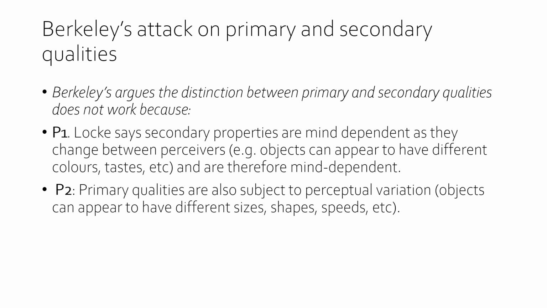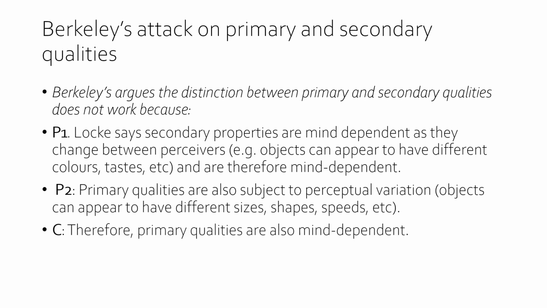Objects can appear to have different sizes, shapes, speeds, and so on. He says that something that might be incredibly large to a flea might be very small to an elephant. So size changes between perceivers. So for Berkeley, primary qualities are also mind dependent. This is something that they have fundamentally in common with the secondary properties, so there's no real distinction between the two kinds. Now for Berkeley, as an idealist, this is going to show that all properties of objects depend on minds.